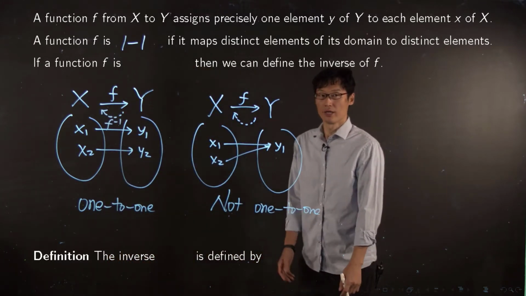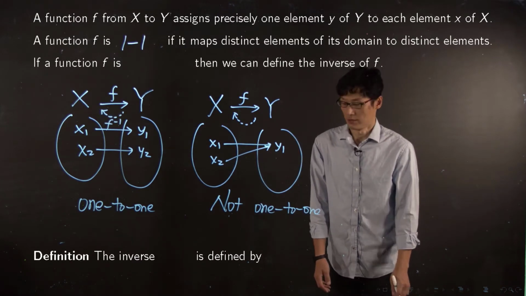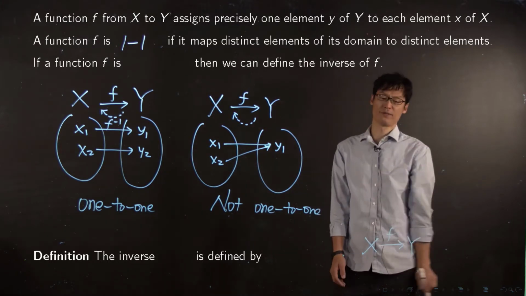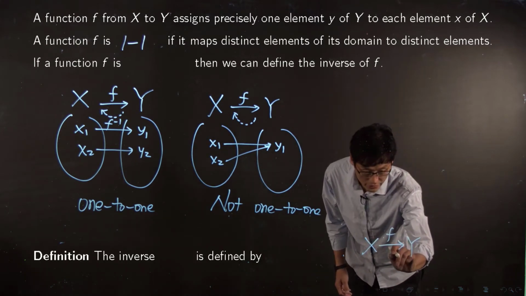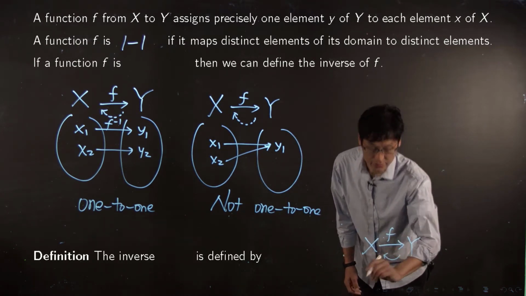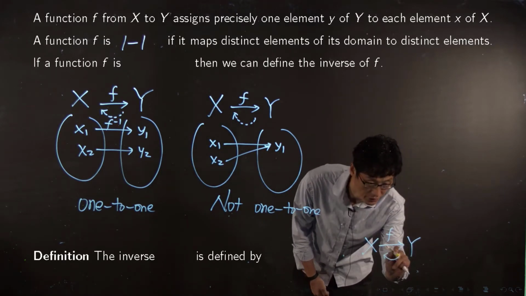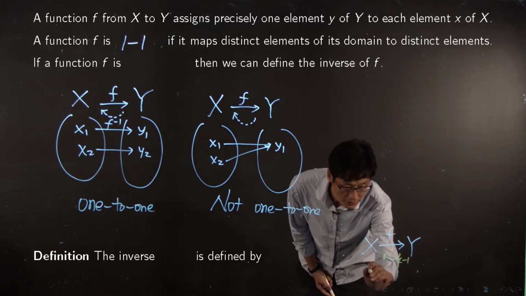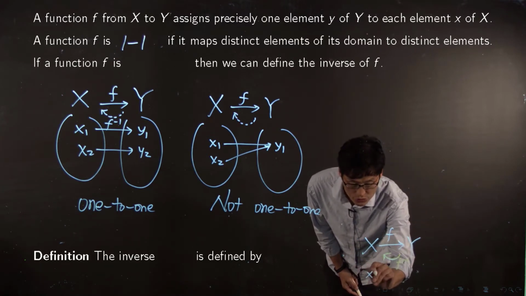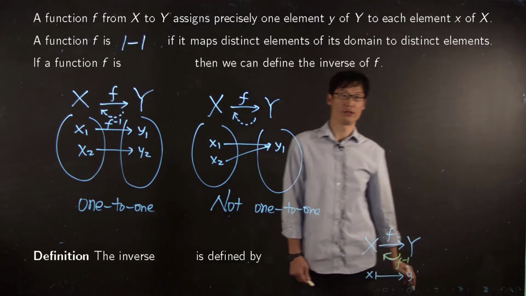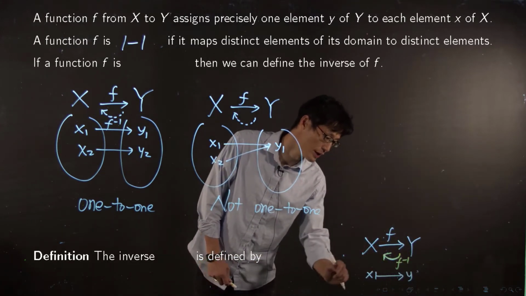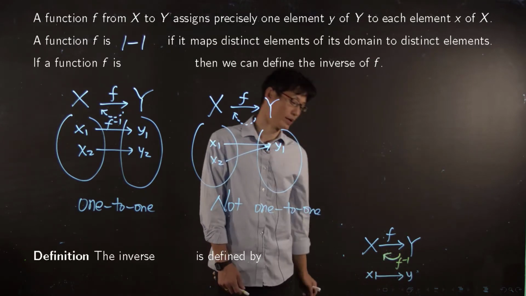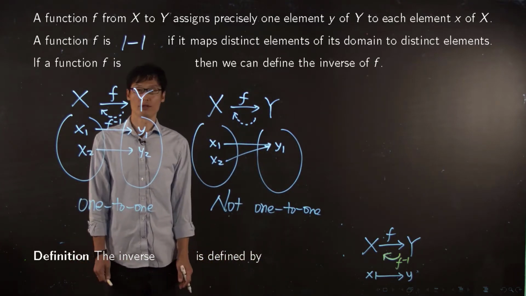So, definition. Suppose you have a function f, and you want to define the inverse, f inverse. Here, small x is mapped to small y, and the inverse will do exactly the reverse of this. So f maps x to y, then f inverse will map small y to small x. That's the definition of inverse.